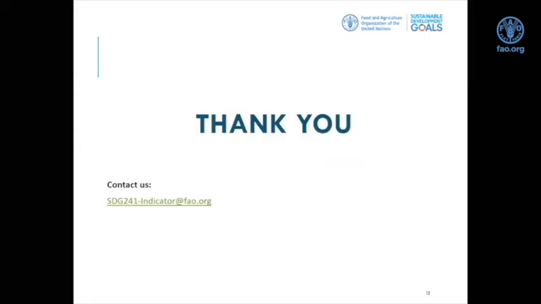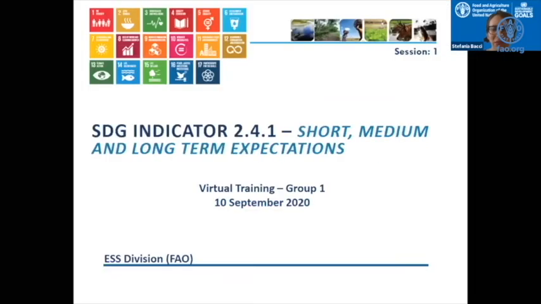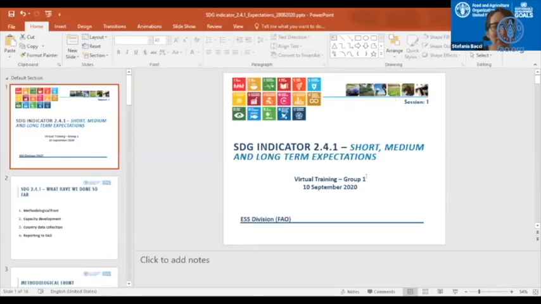So that was a very quick overview of FAOSTAT and the reporting tools to FAO. We move immediately to this presentation that Aspandyar is showing you now on the short, medium, and long-term expectations. So I give you the floor, Aspandyar.